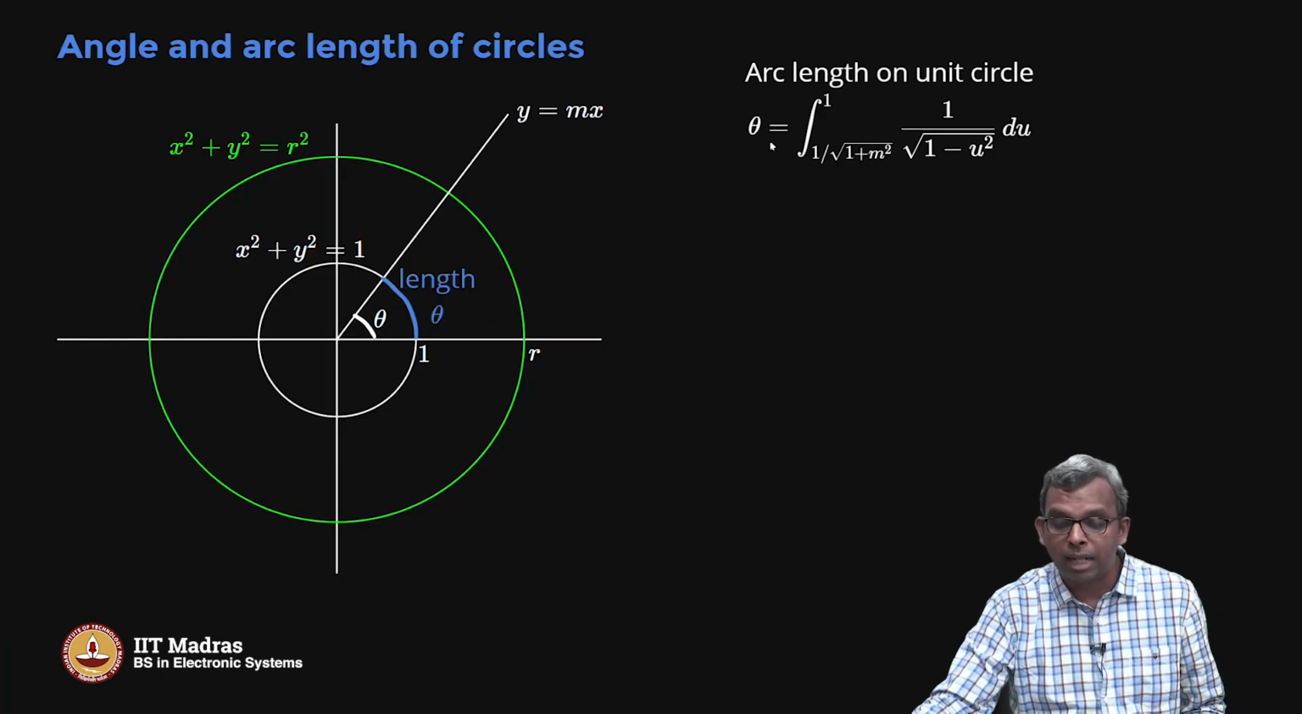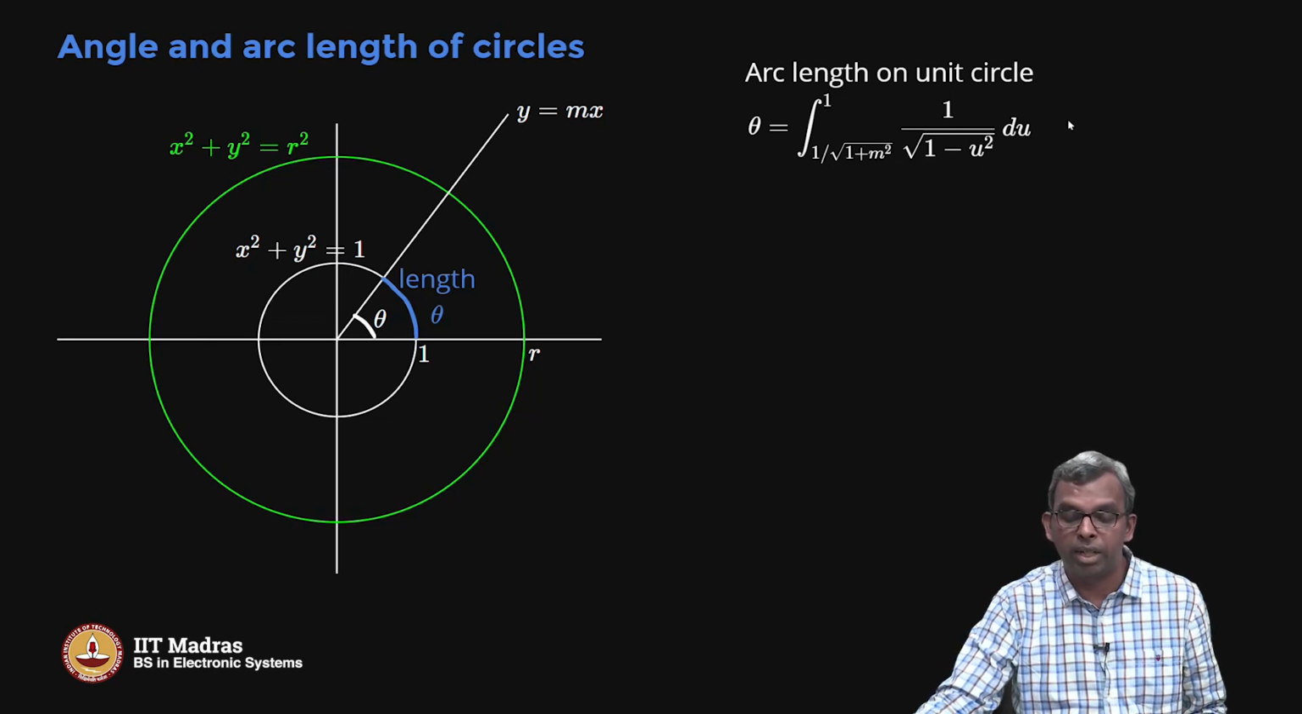So, the arc length theta I have written as the integral from 1 by root of 1 plus m squared to 1 of 1 by square root of 1 minus u squared. Instead of x I have used u, and that is okay, it is a dummy variable of integration.